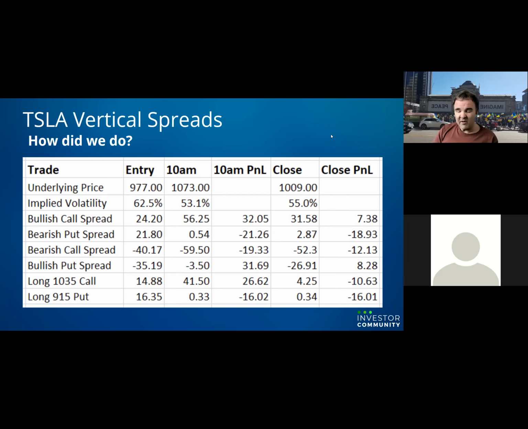So does all of this make sense? Was it good to see all of these different strategies laid out like this? And does anybody have any questions? You guys are all so quiet.